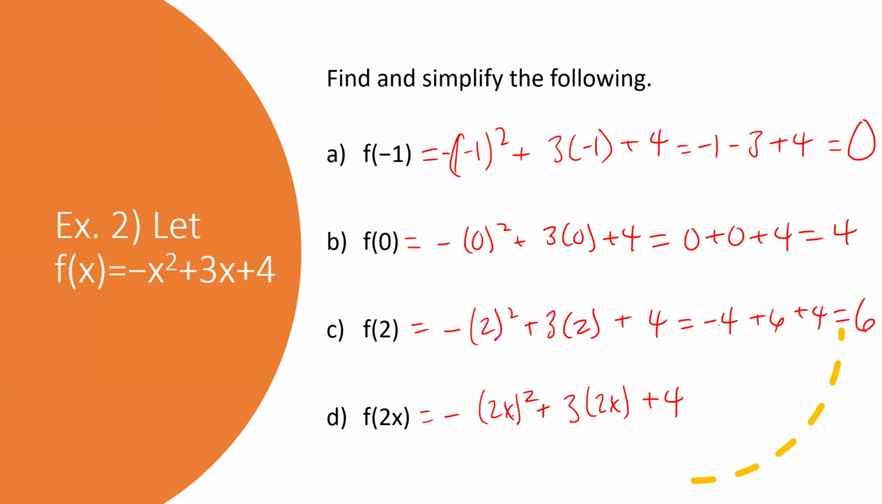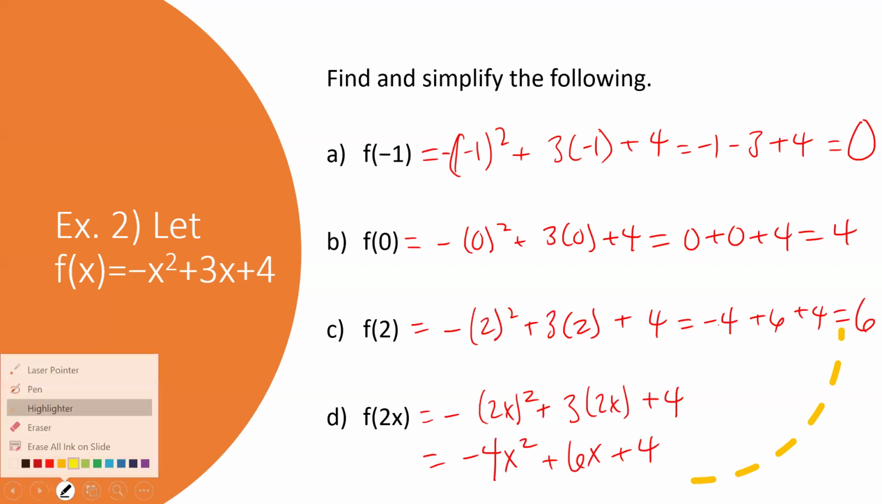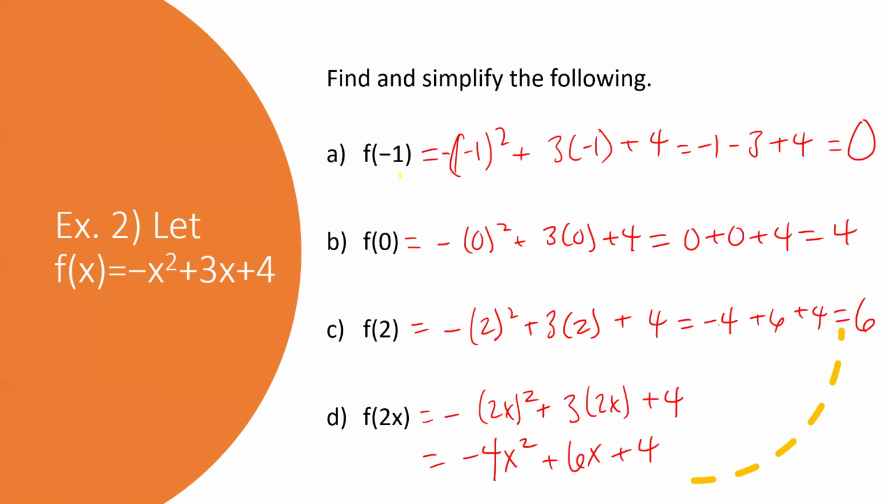Okay, so you have 2x squared, which is 4x squared, because 2 squared is 4. X squared is x squared. So we're left with negative 4x squared. 3 times 2 is 6 plus 4. All right, so looking at what we have, for f of negative 1, that equaled 0. For f of 0, that equaled 4. For f of 2, that equaled 6. And for f of 2x, that equaled negative 4x squared plus 6x plus 4. And that's because I don't have a value for x, so all I can do is plug in and simplify.